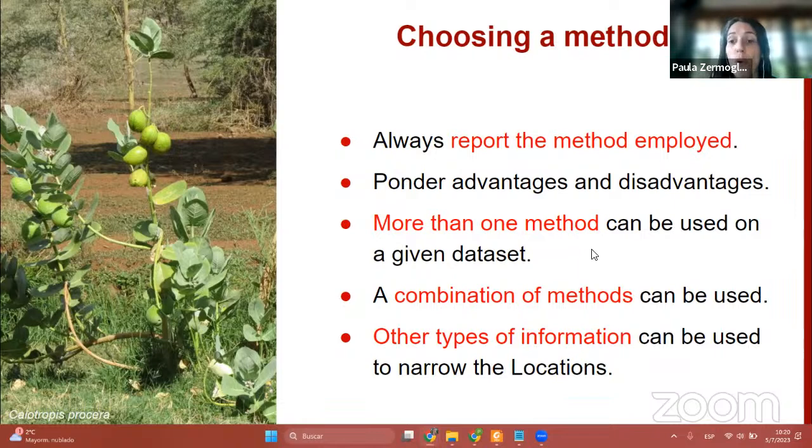Then we can use more than one method. This means if we have a data set with biodiversity records, it's not obligatory to always use the same method for every location. We can use different methods for each one. And we can also use combinations of methods. And we can also, and should also, use other types of information to narrow the locations. We're going to see how to do that when we see the point radius method in particular. But what is important is that you don't have to marry any method in particular. You can use whichever, as long as you report the method that you have employed.